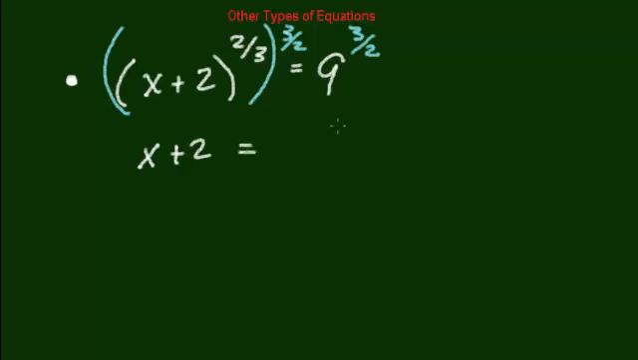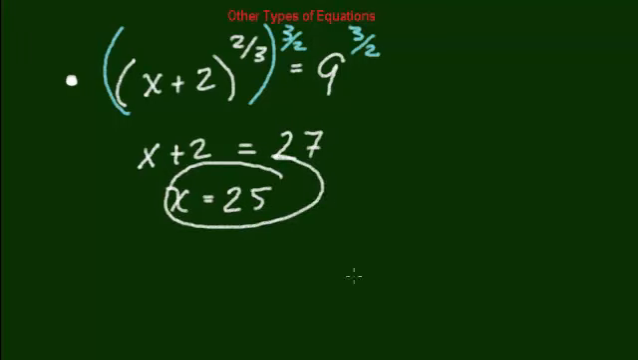Then, if I take 9 and raise it to the 3/2 power, what that actually means is the square root of 9, which is 3, then cubed, that would be a 27. Subtracting 2 from both sides, and x is 25. You'll want to substitute that back in, make sure it checks out, and when I do, I'll have x, which is 25 plus 2 is 27. Taking the cube root is 3, squaring it is indeed 9, so this one works.